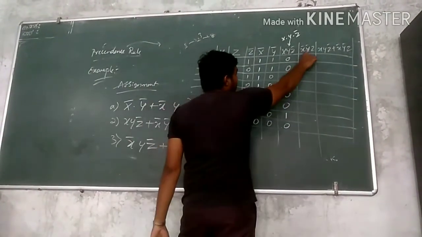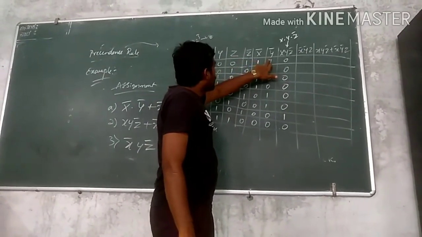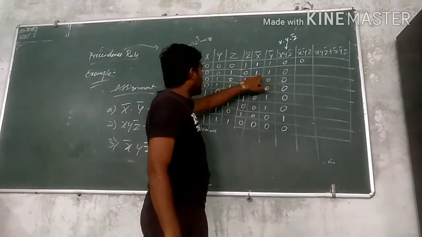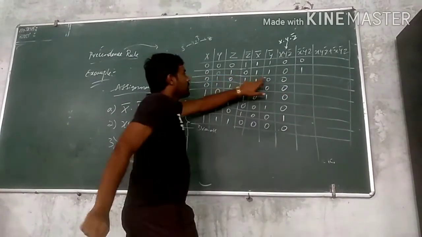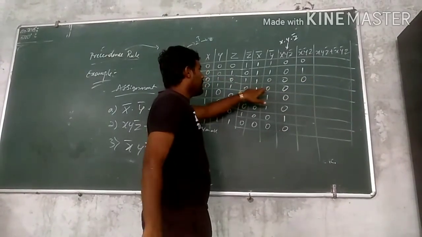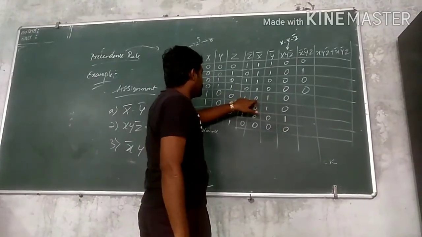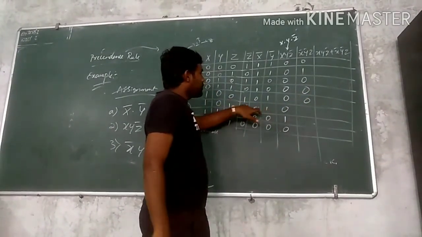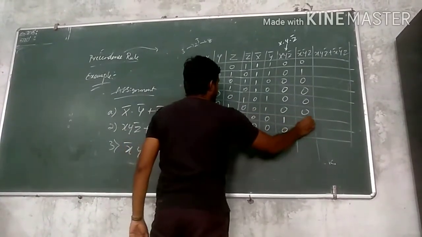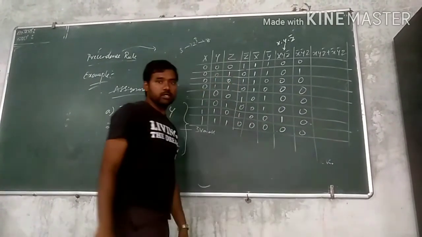Next, x complement y complement z. 1 into 1 is 1, 1 into 0 is 0, 1 into 1 is 1, 1 into 1 is 1, 0 into 1 is 0, 0 into 0 is 0, 0 into 1 is 0, 1 into 0 is 0, 0 into 0 is 0, 1 into 0 is 0, 0 into 1 is 0, 0 into 0 is 0, 0 into 1 is 0.